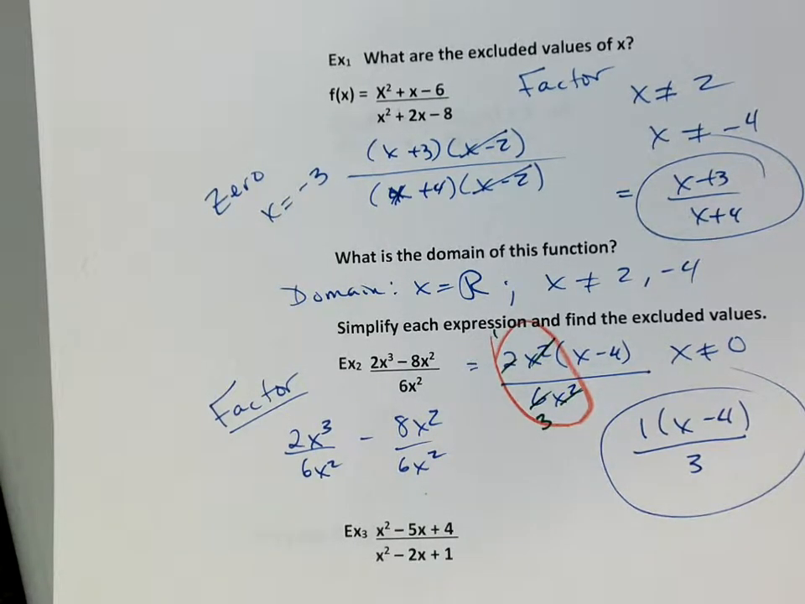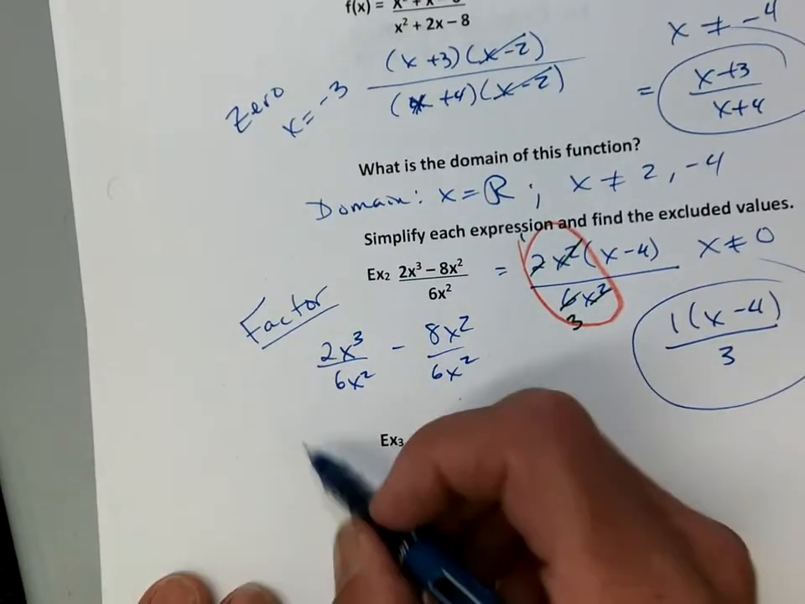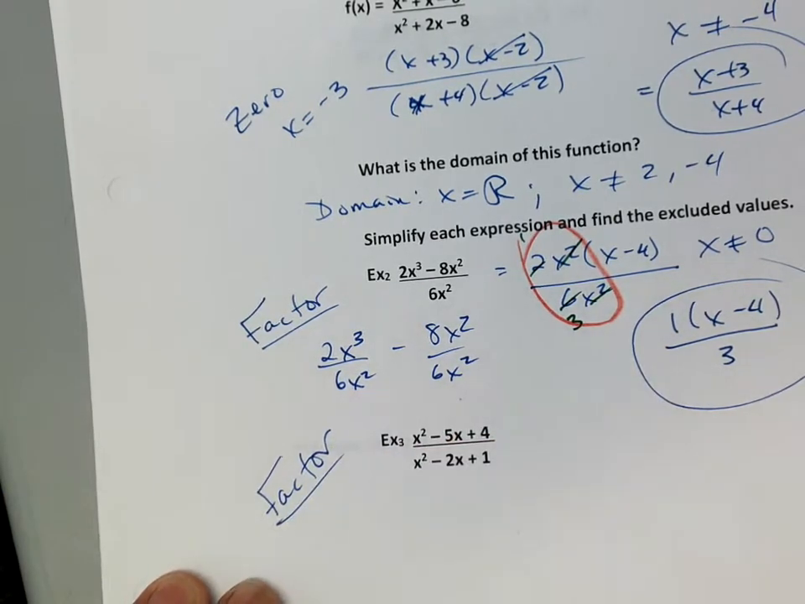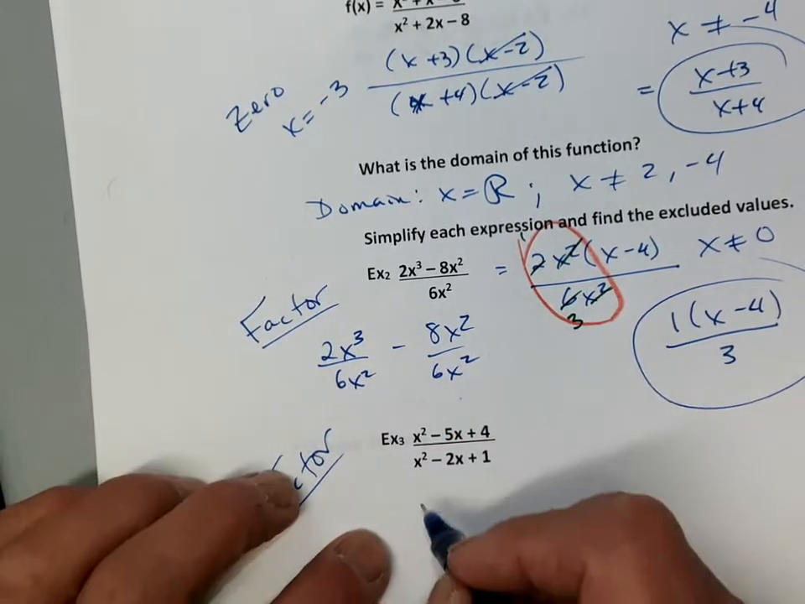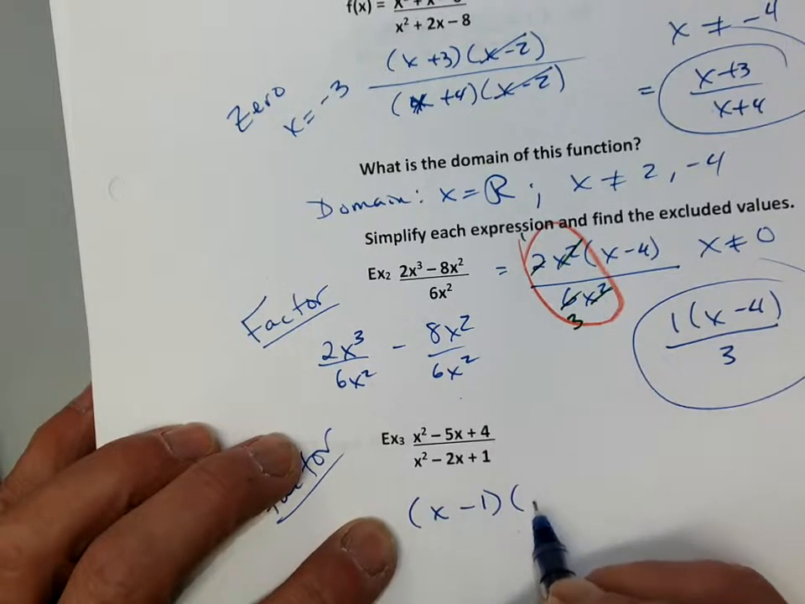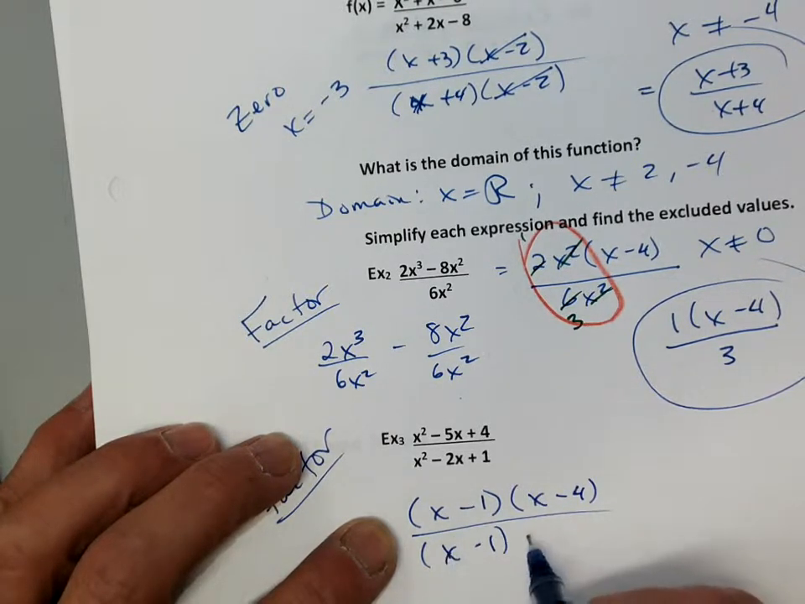Yeah. Okay, example 3. So before we do anything, let's factor. Remember, I told you if you can't factor, it's not going to be good for you. You have to be able to factor today, okay? So if I factor the numerator, I'm going to get an x minus 1 times an x minus 4. And if I factor the denominator, I get an x minus 1, another x minus 1.